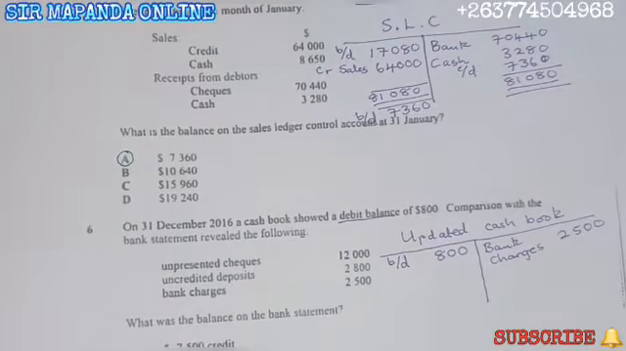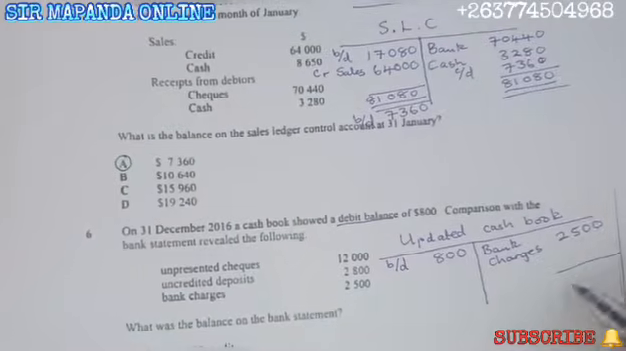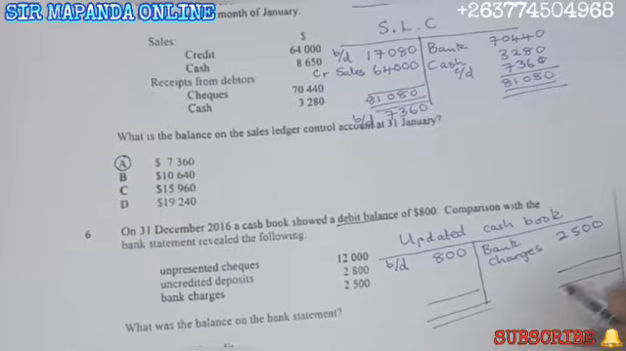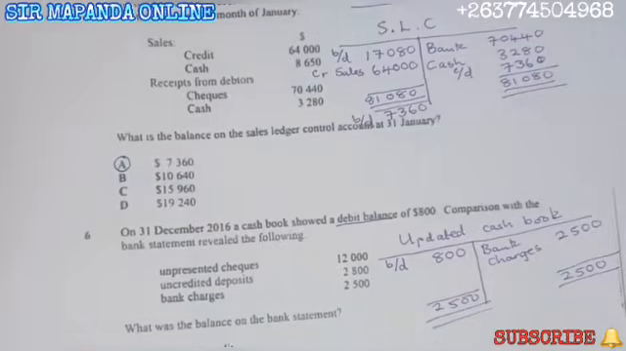Other items which are credited, we have standing order, direct debit, interest paid, dividends paid. Then on the debit side, credit transfer, we also have interest earned, dividends received, credit transfer, which is also known as bank giro. Right, so here I'm going to add 2.5 as the biggest total.